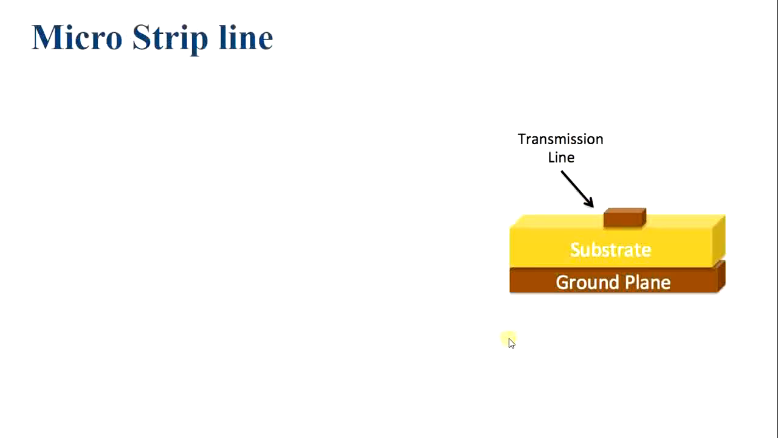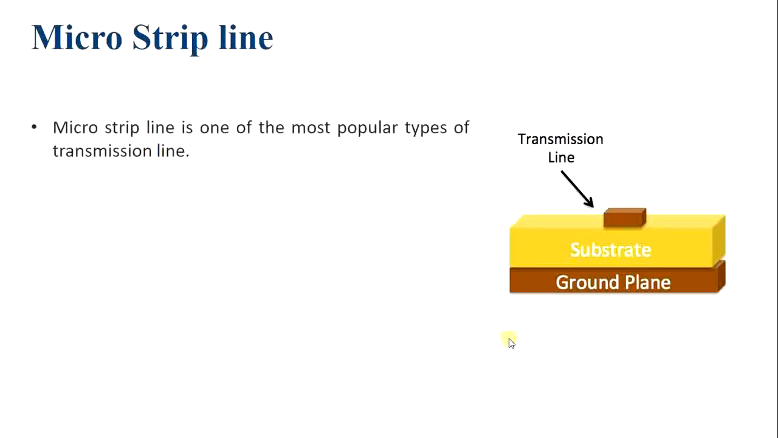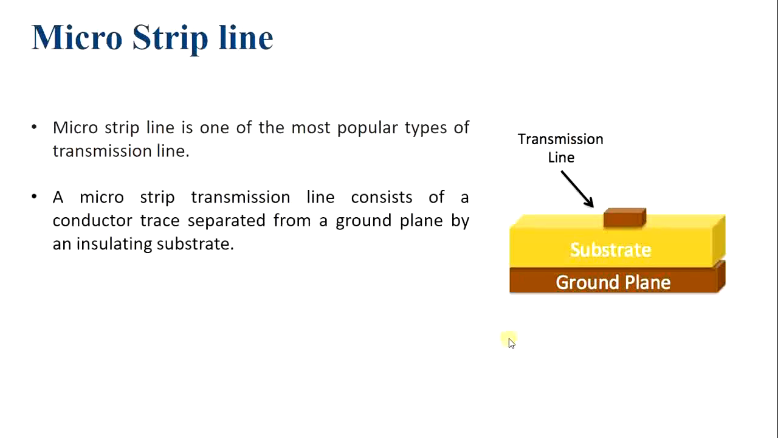Moving to microstrip line, this microstrip line is one of the most popular types of transmission line. It is a parallel plate transmission line consisting of a conducting strip and a ground plane that is separated with a dielectric substrate. So a very thin sheet of copper is used as a strip, and the ground plane is again fabricated with the help of printed circuit board technology.